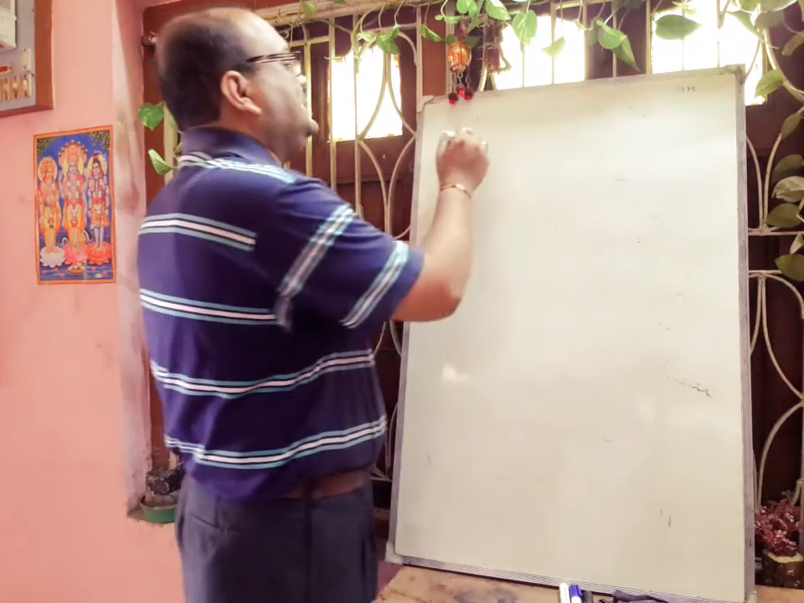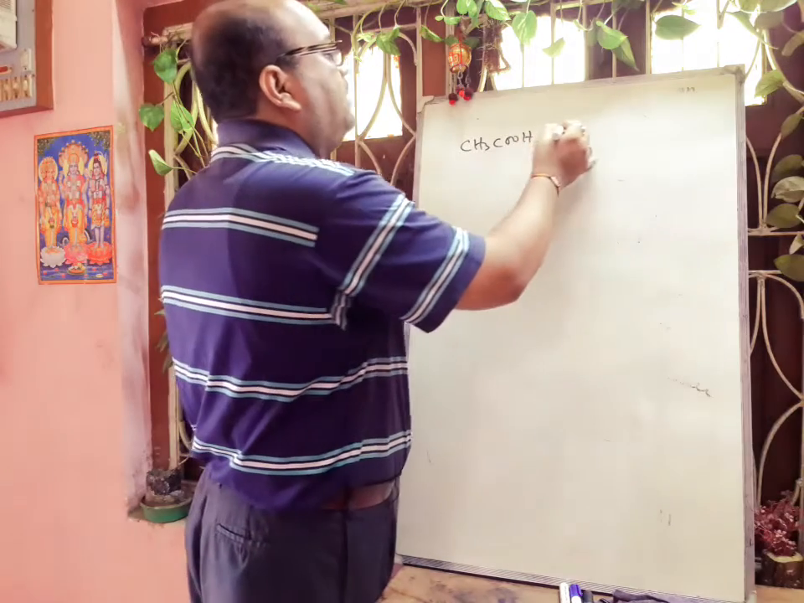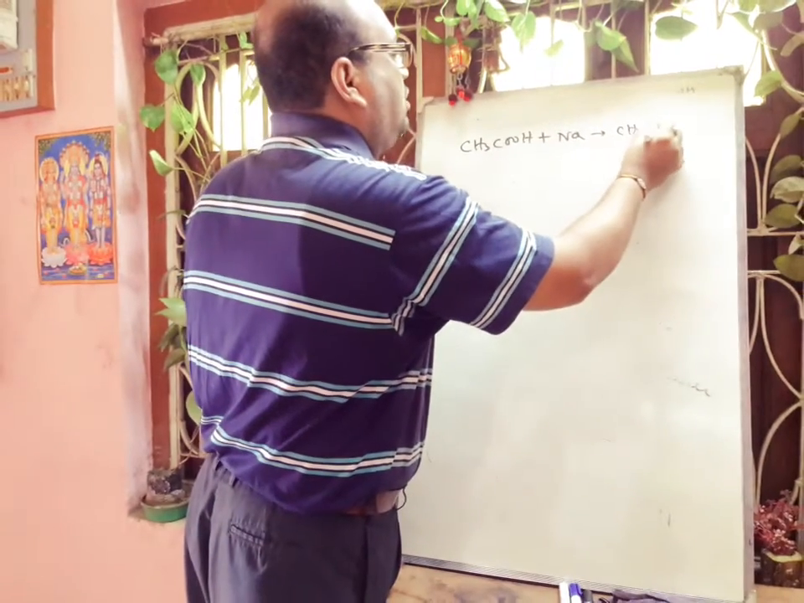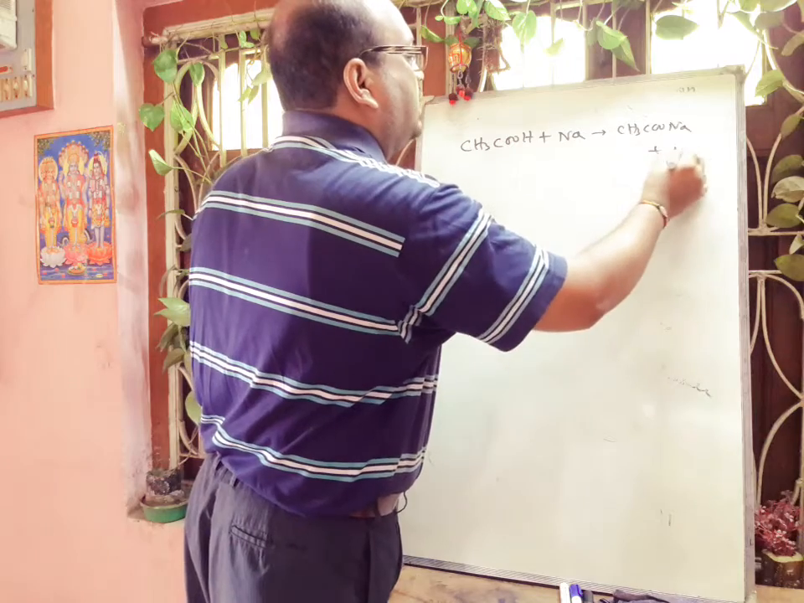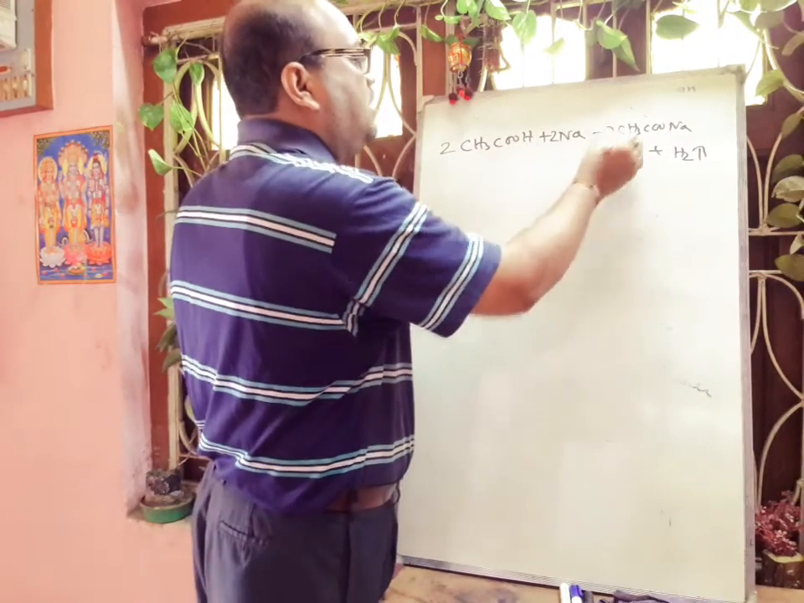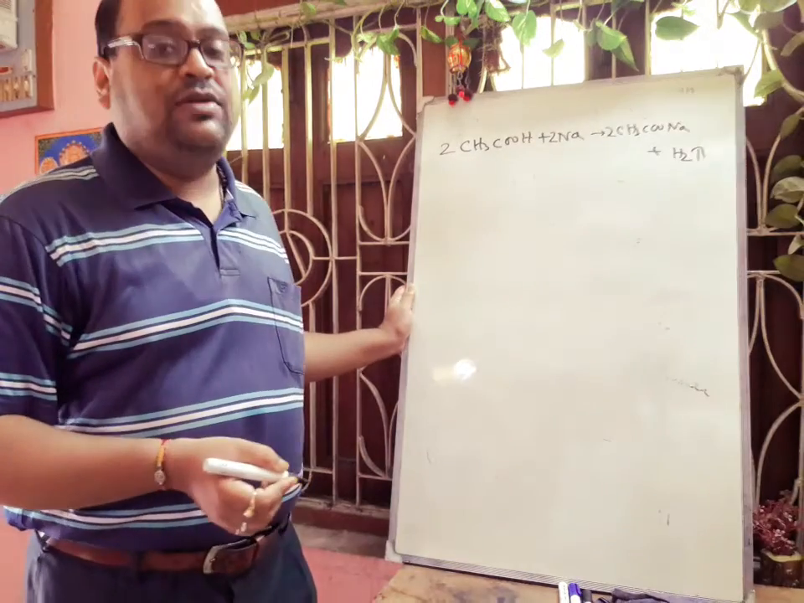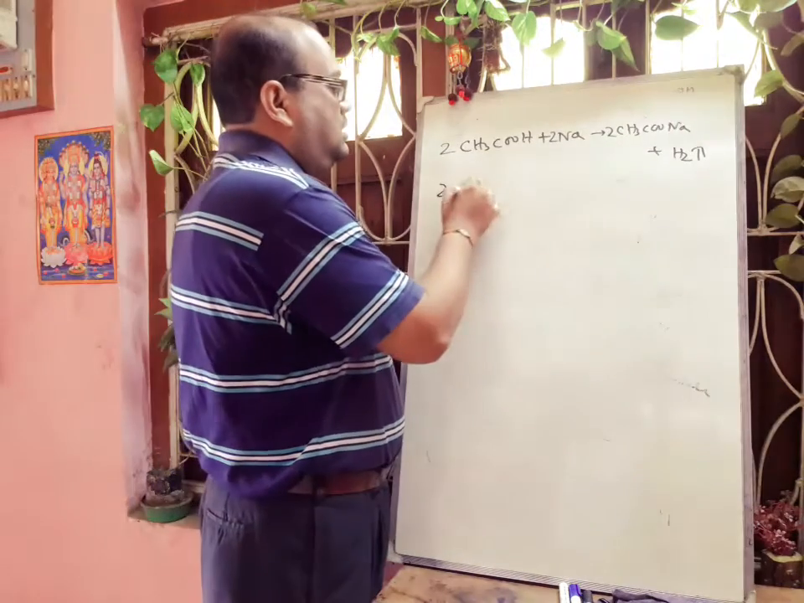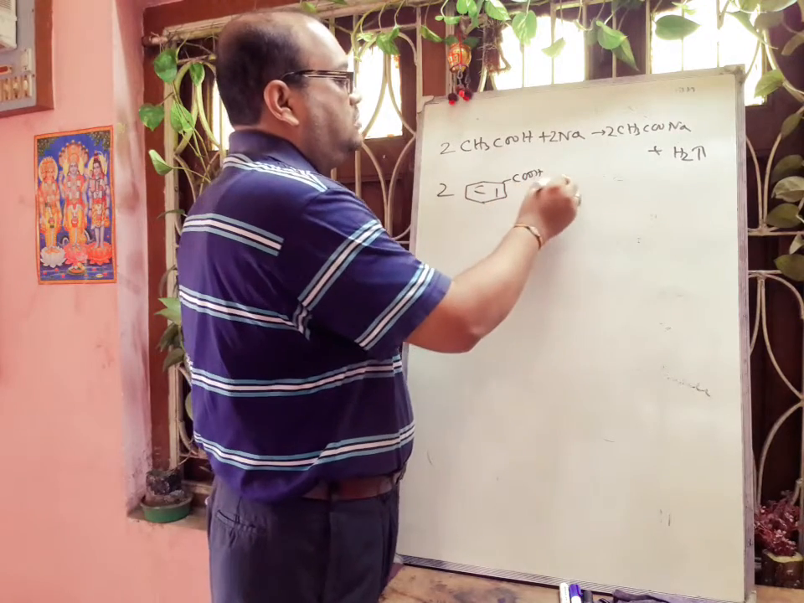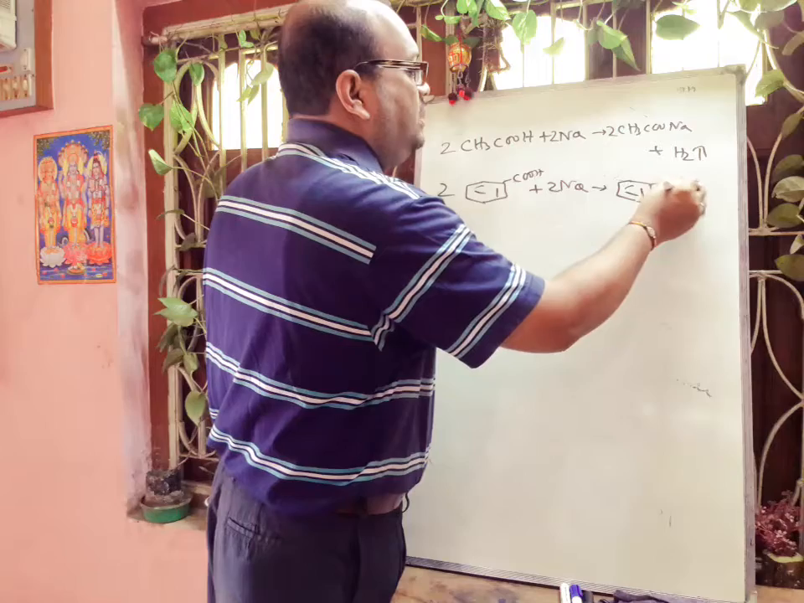If we think about acetic acid, CH3COOH, that will react with sodium, forming the corresponding salt and hydrogen gas. So here twice CH3COOH will react with twice Na, forming twice CH3COONa and hydrogen gas. And if we take some aromatic acid, it will react in the same way. It will also liberate hydrogen gas and form the sodium salt.